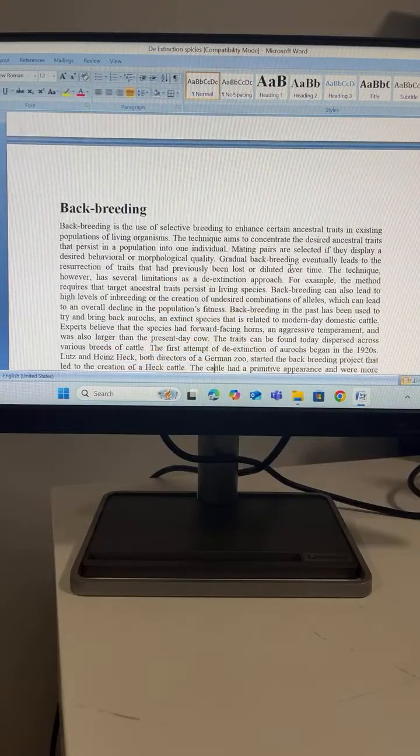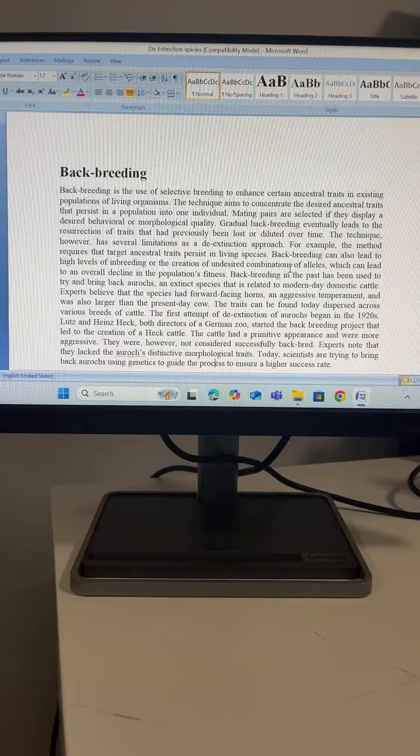Backbreeding. Backbreeding is the use of selective breeding to enhance certain ancestral traits in an existing population of living organisms. The technique aims to concentrate the desired ancestral traits that persist in a population into one individual. Mating pairs are selected if they display a desired behavioral or morphological quality. Gradual backbreeding eventually leads to the resurrection of traits that had previously been lost and diluted over time.